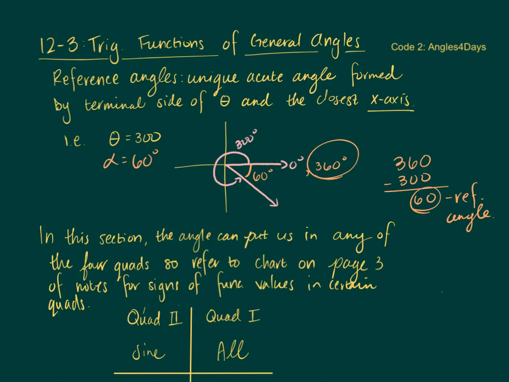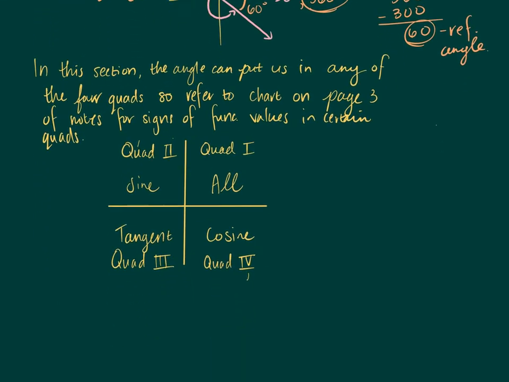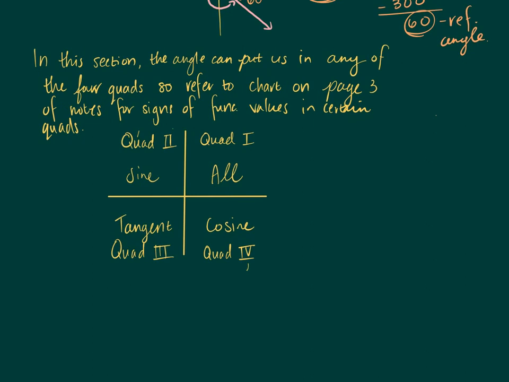The other thing we need to quickly review is the 4 quadrants and the signs they give to our trig function values, okay? Because the sign's not going to stay the same. Just like in certain parts of the coordinate axes, x values are negative, right? Or y values are negative. That also applies to sine and cosine. So, since the angle can put us in any of the 4 quadrants, we need to refer to the chart that I drew for you guys on page 3 of your notes, for signs of function values in certain quadrants. I shortened it here, but I wrote out every single trig function value in your notes, okay?